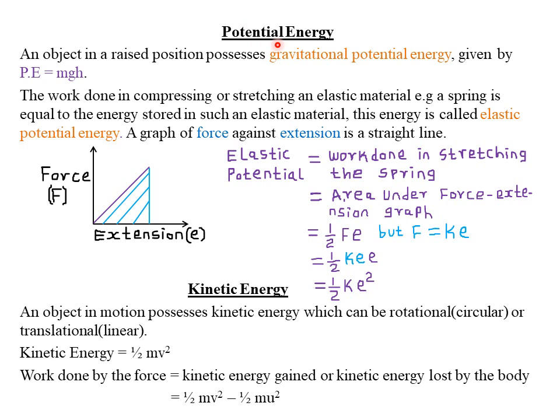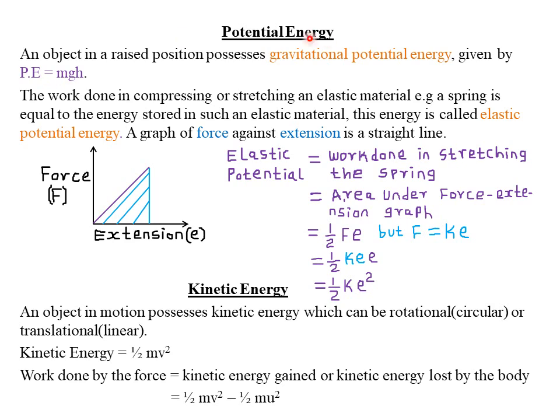So today we are basically looking at potential energy and kinetic energy in detail. An object in a raised position possesses what we call gravitational potential energy, which is given by the formula: gravitational potential energy is equal to the mass of the body multiplied by gravity on that particular planet. For example, on Earth, gravity is either 9.8 Newton per kilogram or 9.8 meters per second squared, or it can also be given as 10 Newton per kilogram or 10 meters per second squared.